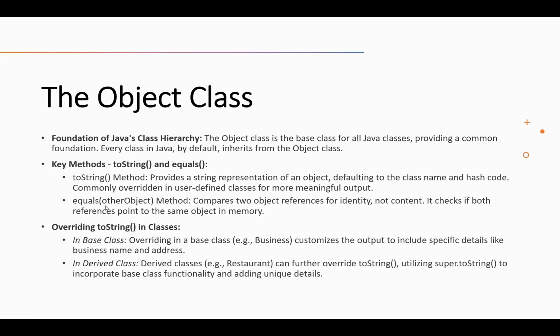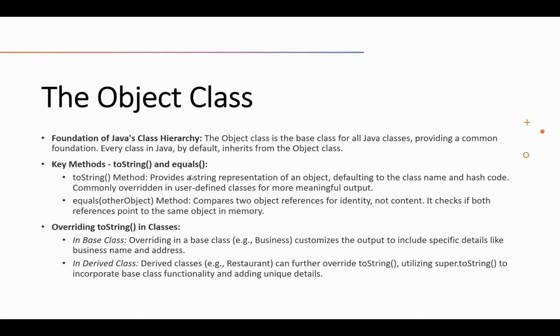But what if restaurant decides to have its own version of the toString method? Here's where it gets interesting. Restaurant can override the toString method and use the super keyword to tap into the business class version. This way, it starts with the business name and address, and then adds its unique flavor, for example, the restaurant rating. So by overriding toString in both the base class and derived classes, you tailor how your objects express their identity.